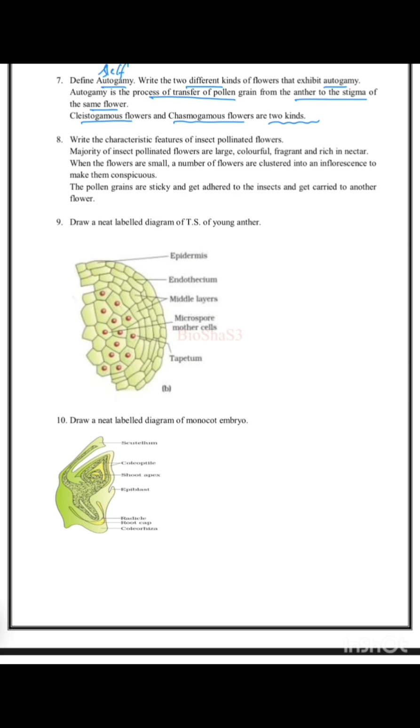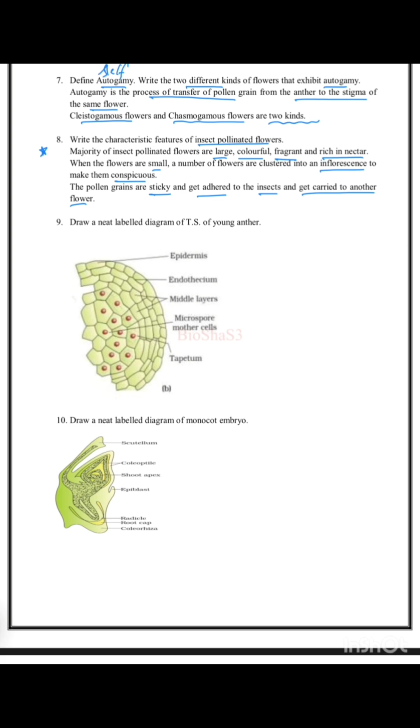Write the characteristic features of insect pollinated flowers. So this is an important question. Majority of insect pollinated flowers are large, colorful, fragrant and rich in nectar. When the flowers are small, a number of flowers are clustered into an inflorescence to make them conspicuous. The pollen grains are sticky and get adhered to the insects and get carried to another flower. So these are the important characteristic features of the insect pollinated flowers.